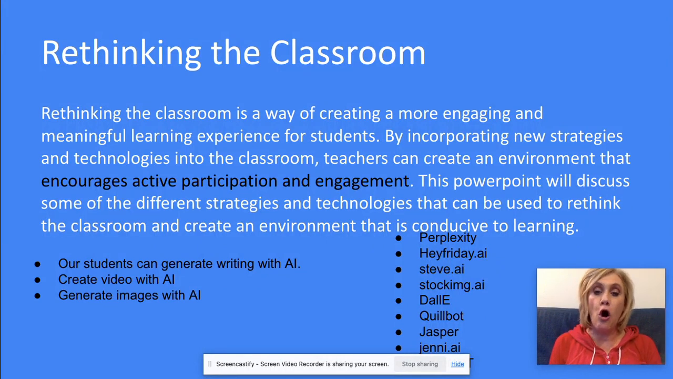When I look at all that's out there and available, we've talked about ChatGPT, Perplexity, Hey Friday, Steve AI, Stock IMG, DALL-E, Quillbot, Jasper, Genie AI, and of course the one that's in the news like crazy right now, ChatGPT. The question is, what's next? So I have to rethink because it's not going away.